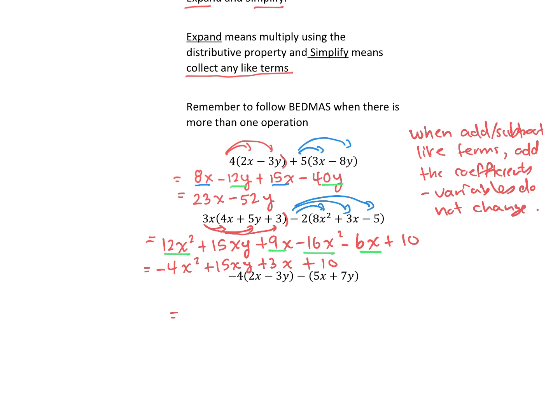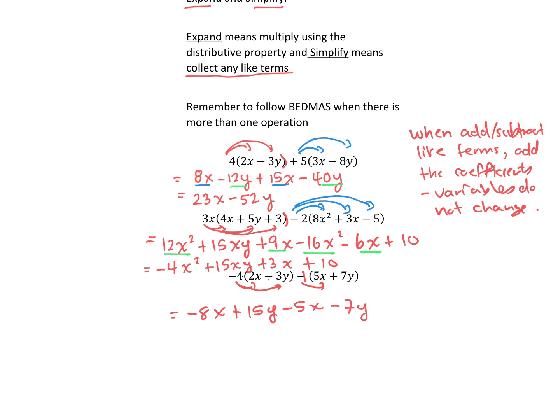Okay, in this last example, we have negative 4 times 2x is negative 8x. We have a negative times a negative is a positive. 4 times 3 is 15, and we have a y. Brackets close, so we move on. Remember, it's a minus or a minus 1. So we have minus 1 times 5x. And then we have minus 1 times positive 7y. And a negative times a positive is a negative.